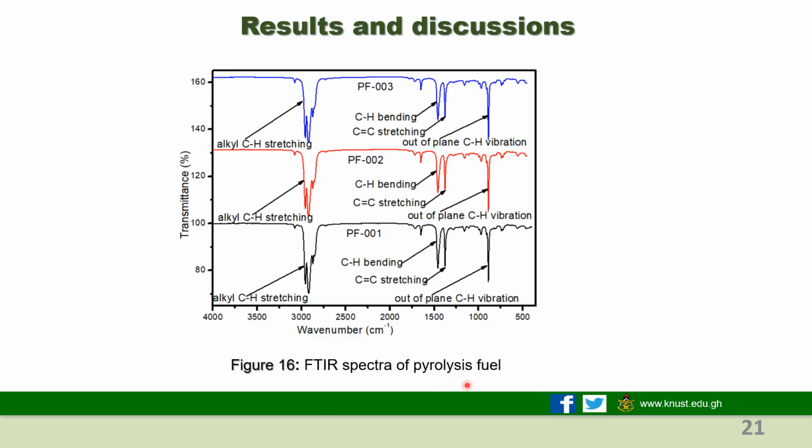FTIR analysis was done on the pyrolysis fuel to determine the functional groups that were present. Alkyl CH stretching vibrations were observed in all three samples. Secondary carbon-hydrogen bending vibrations were also observed in all three samples. Carbon-carbon double bond stretching vibrations were observed in all three samples, as well as out of the plane CH vibrations of aromatic groups. This indicates that alkenes and aromatic groups are present in the fuel as is expected of petrol.